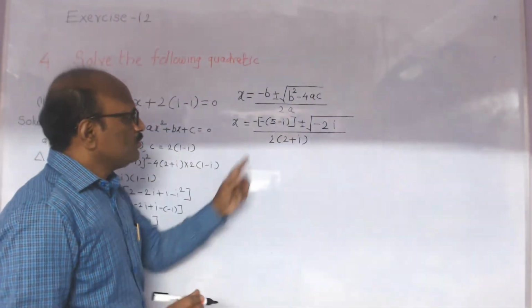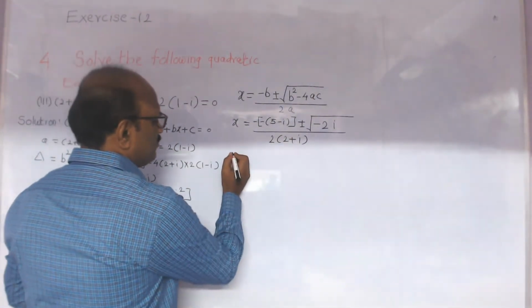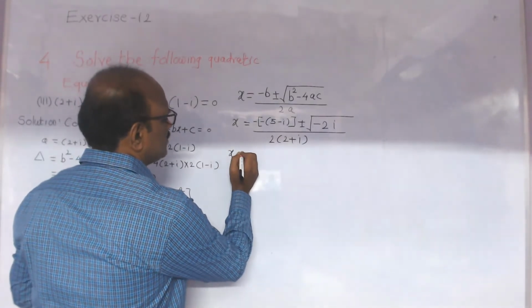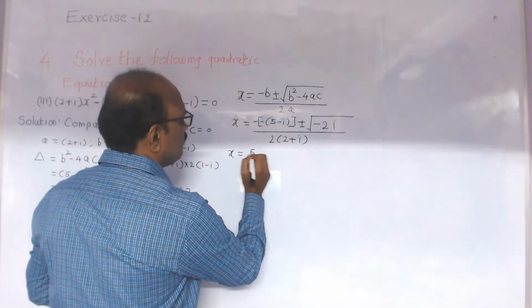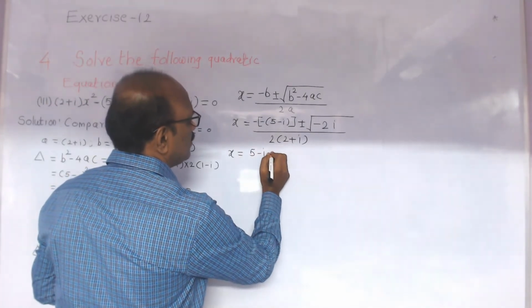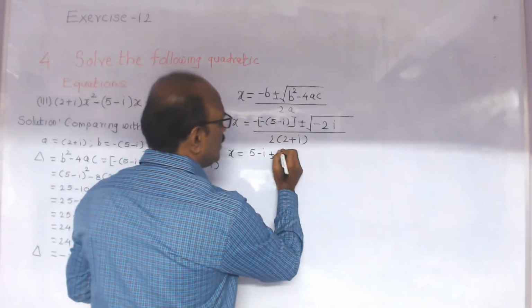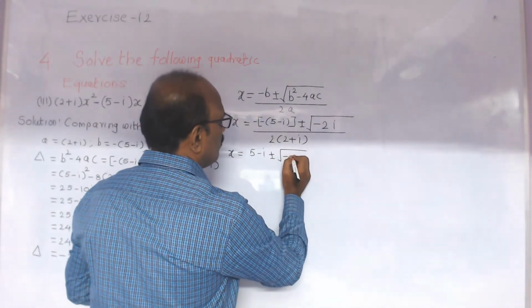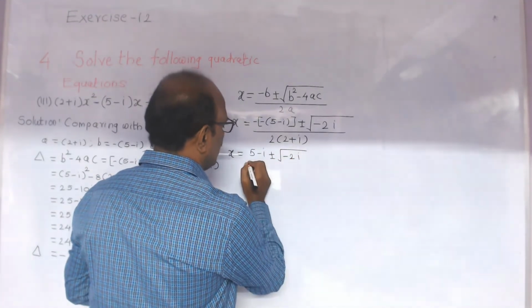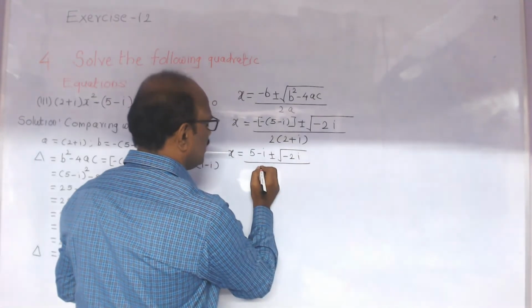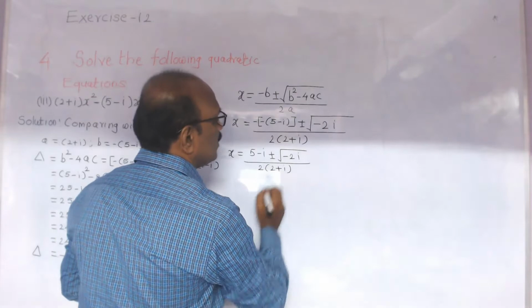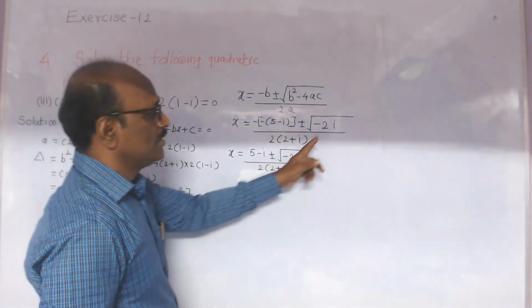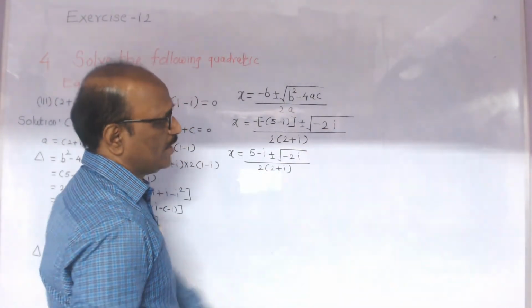Now we'll open this sub-bracket, that is, we simplify again. That is, x is equal to this minus and minus, that will become plus 5 minus i plus or minus the root of minus 2i, and this whole divided by 2 in bracket 2 plus i. Now we'll find out the root of minus 2i.